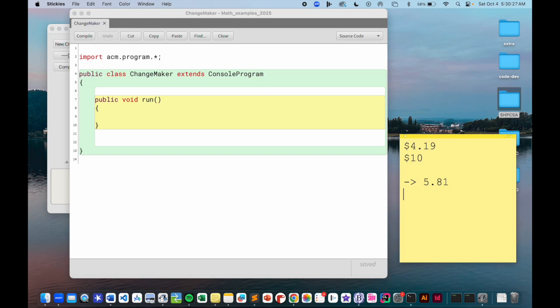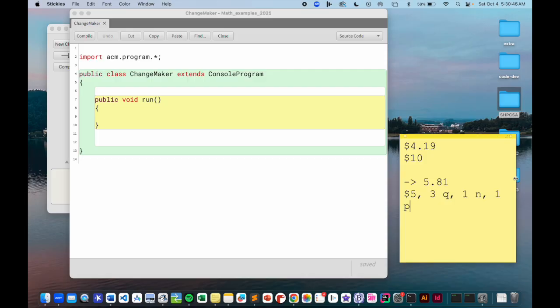Now, that's the amount of change in total, but how would you actually give it to them? Wouldn't it be kind of a $5 bill, I think 3 quarters, no dimes, maybe 1 nickel, and 1 penny? I think that is what you get from that.